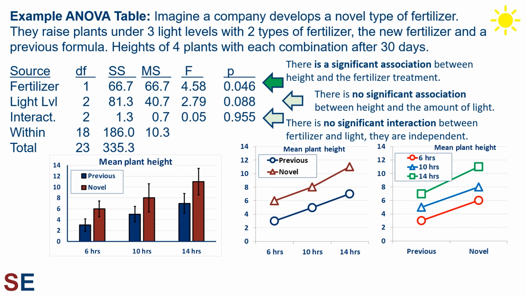The parallel lines in the interaction plots are consistent with the very high p-value for the interaction term, indicating no interaction between the light and fertilizer factors. We can consider them separately from each other.